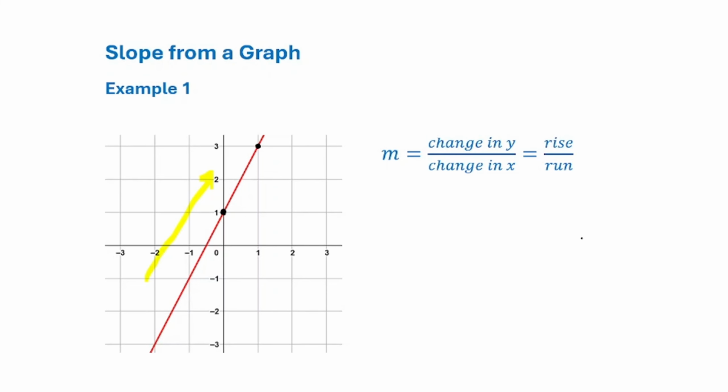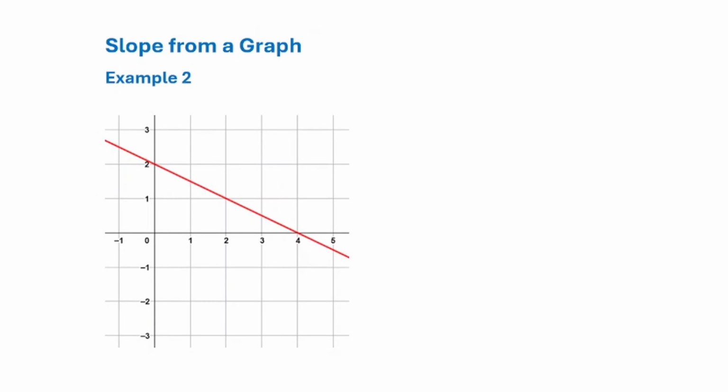Now we calculate the slope. We move from the point on the left to the point on the right. From the first point to the second, we move up by 2 units, so the change in y is positive 2. Then we move right by 1 unit, so the change in x is positive 1. So the slope is 2 divided by 1, which is 2. And this makes sense because we expected a positive slope.